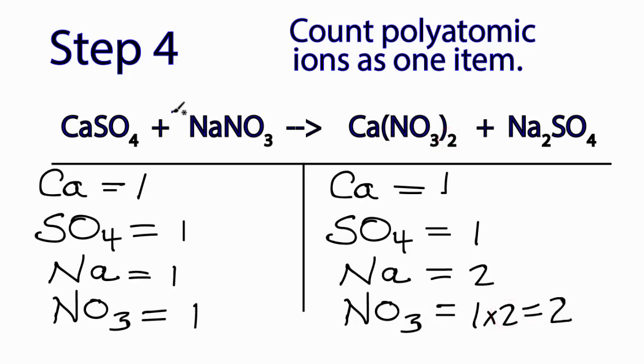So if I put the coefficient of 2 right here, that means I'll have 1 times 2, 2 Nas, but this 2 also multiplies across, so 1 times 2 for the NO3s, that gives me 2, and now everything is balanced. So by treating those polyatomic ions as just one thing, it makes it a pretty simple equation to balance.